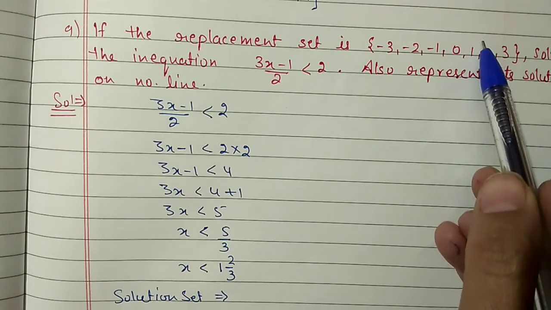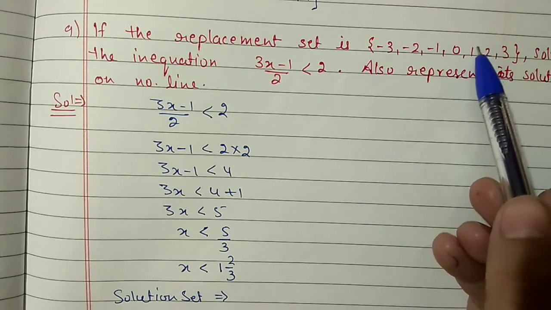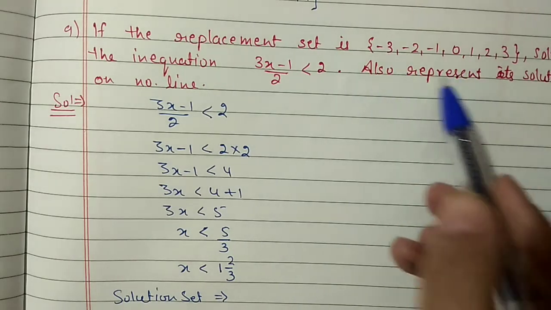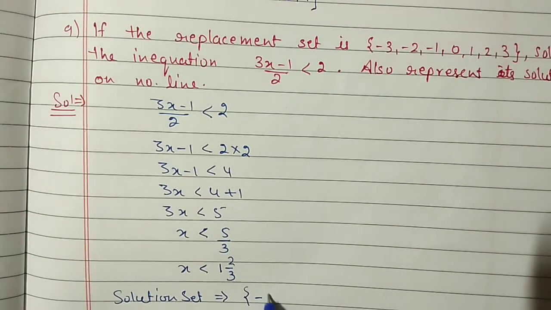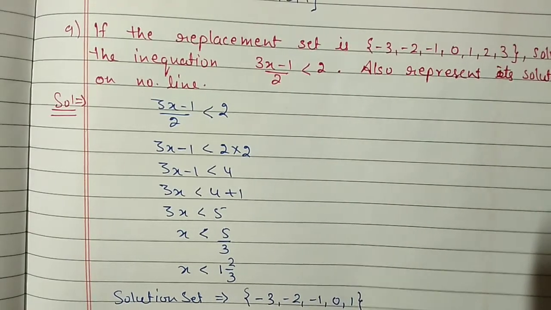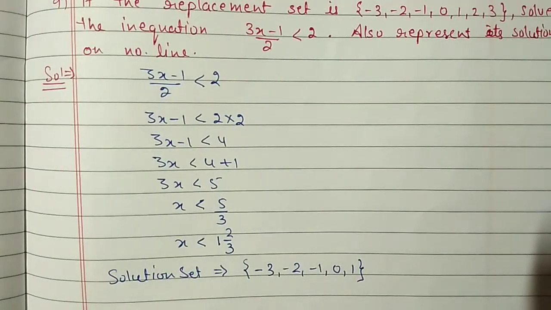So less number only we have to take, smaller number, it means left side number only we will take. So solution set will be minus 3, minus 2, minus 1, 0 and 1. Till 1 we will take.